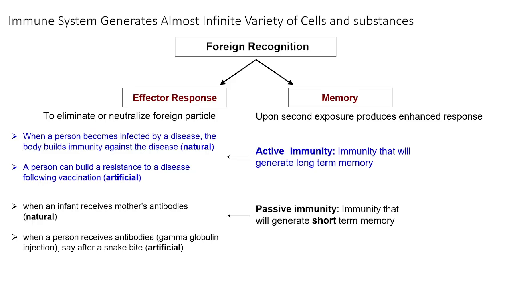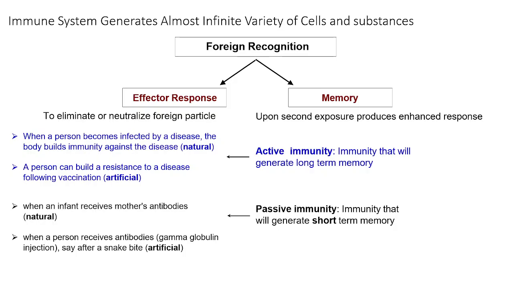Okay. So how does the immune system generate almost infinite variety of cells and substances? What it first does is recognize the foreign particles. There is an effector response to eliminate and neutralize the foreign particles. When a person becomes infected by a disease, the body builds immunity against that particular disease, which is a natural immunity. And the person can also build a resistance to a disease following vaccination.